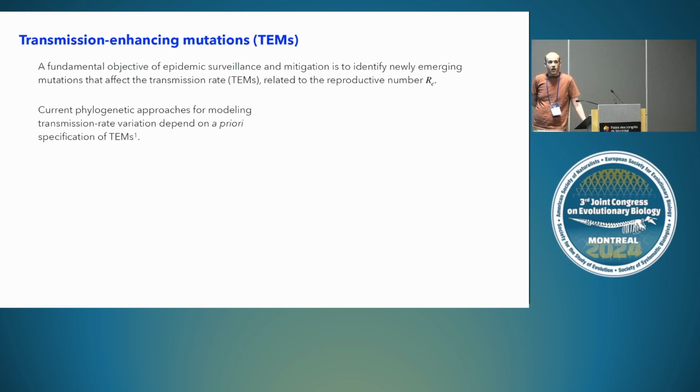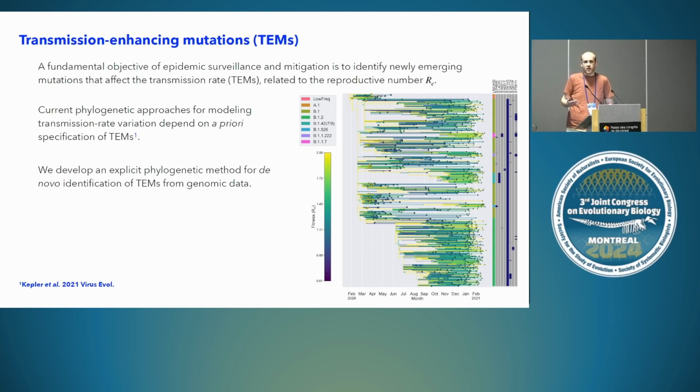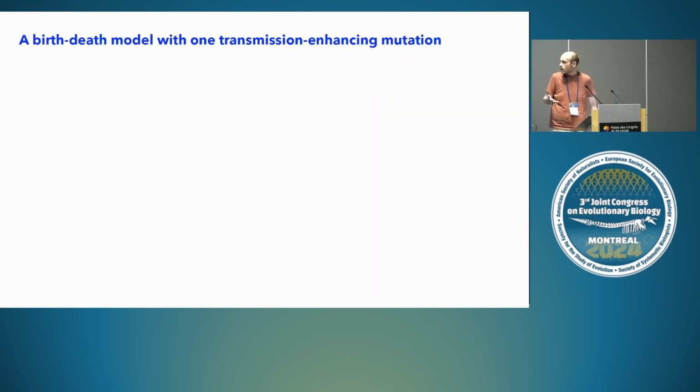There are phylogenetic methods that we can use to understand how particular mutation events affect transmission rates. There are methods that let us paint the tree according to what the transmission rate is on those branches as a function of some a priori defined amino acids, for example. But what we lack are methods that let us infer from the genome which mutations are causing changes without any prior knowledge of which mutations are important. So we've developed an explicit method that allows us to essentially scan the genome for TEMs. And that method is based on a stochastic branching process model.